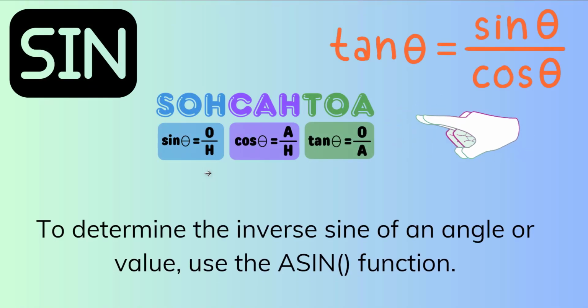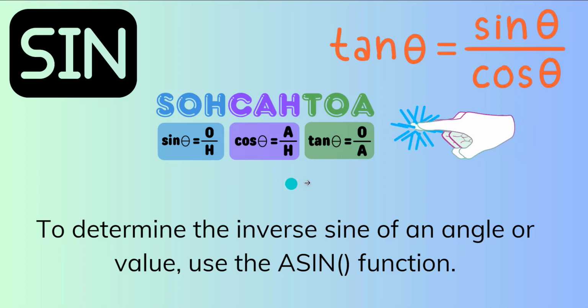So basically this ASIN function is one of the mathematical functions that helps to do trigonometric calculations. This ASIN function stands for the arc sine, and it is used to determine the inverse sine of an angle or the value that you pass to that particular function.